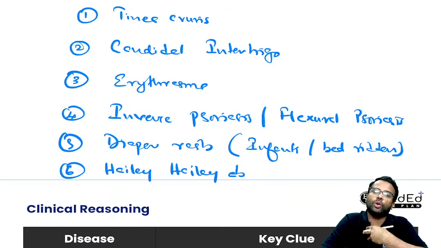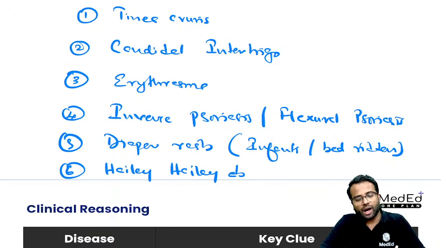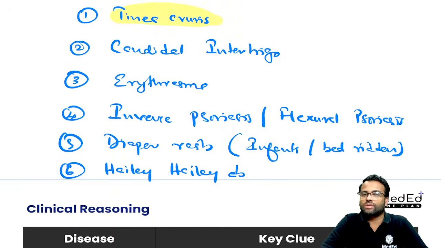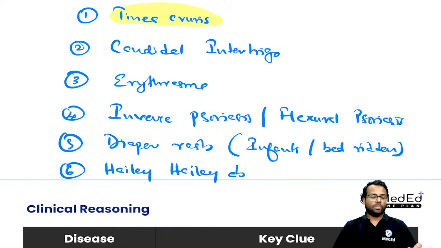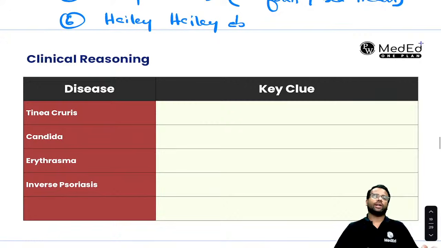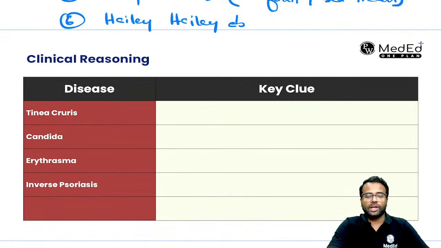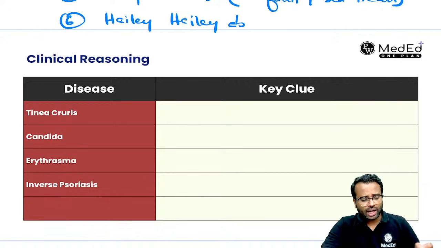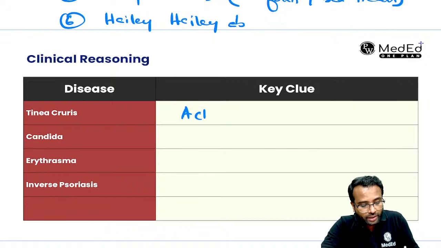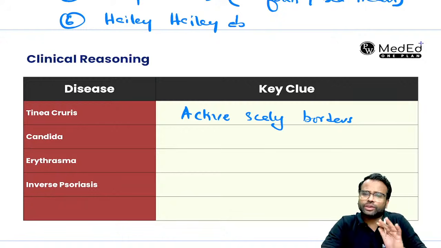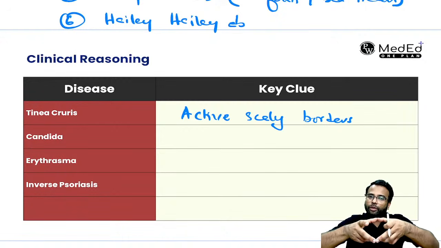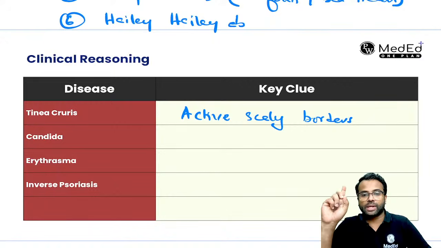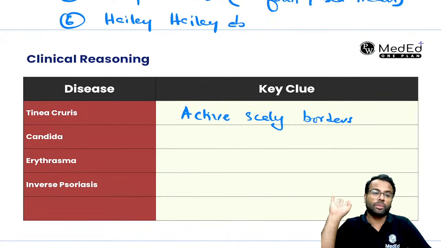Now again, what should our approach be? Because we are expecting a tinea first, the first investigation we should do should definitely be a KOH. But still, let us see how we differentiate all these conditions based on what we can see. If this is tinea cruris, it will have an actively scaly border, right? Because in any of the tinea, there will be scaly borders and it will be constantly expanding. That is going to be the most important clue.